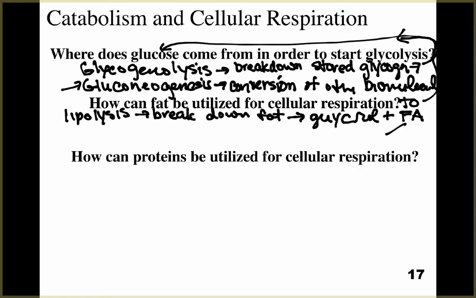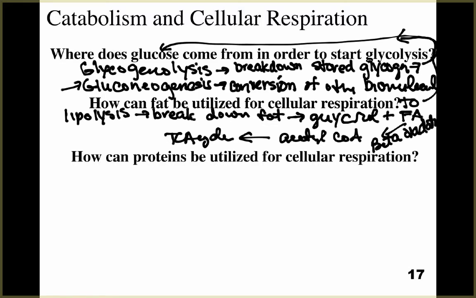Now, fatty acids can be further broken down into acetyl-CoA. And if you remember, acetyl-CoA is the pre-molecule that goes into the citric acid cycle, or the Krebs cycle, right? And the process of taking these fatty acids and breaking them down into acetyl-CoA is a process known as beta oxidation. We're going to go into this more and actually look at some of these pictures more later.